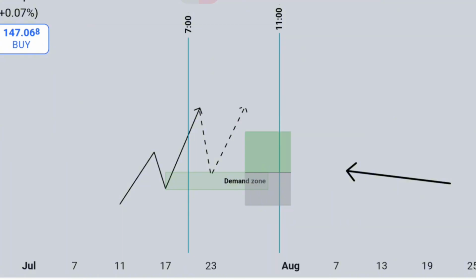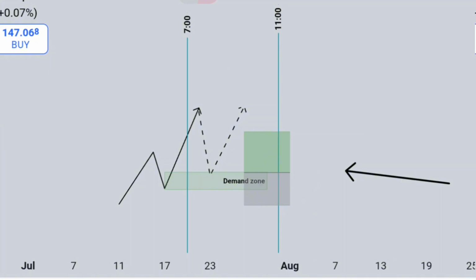Those are the rules for this strategy to work for you effectively. So let's go to a bearish scenario. Then after that, I will show you the entry criteria. It's very simple. Please don't go anywhere.